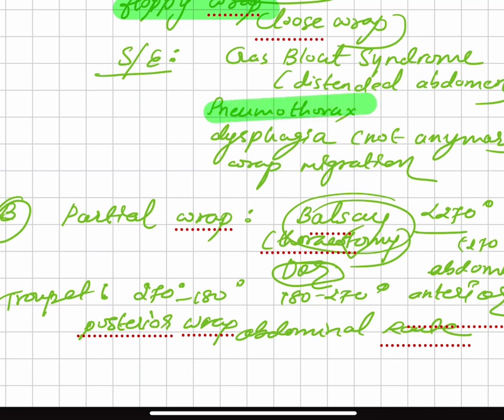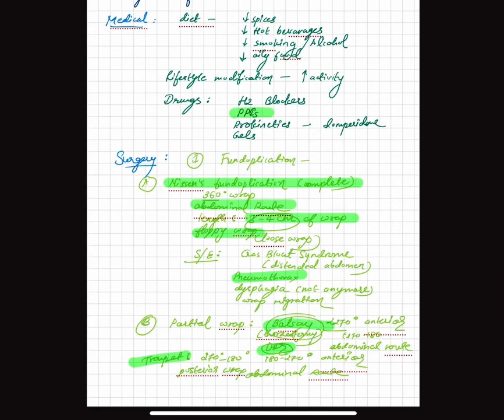Now in partial wraps, mainly 180 to 270 degree anterior, we have two flaps, Belsey and Dor. Belsey is done by thoracotomy and Dor is done by the abdominal route. And in the posterior wrap we have Toupet, and less than 180 degree we have the Watson flap.